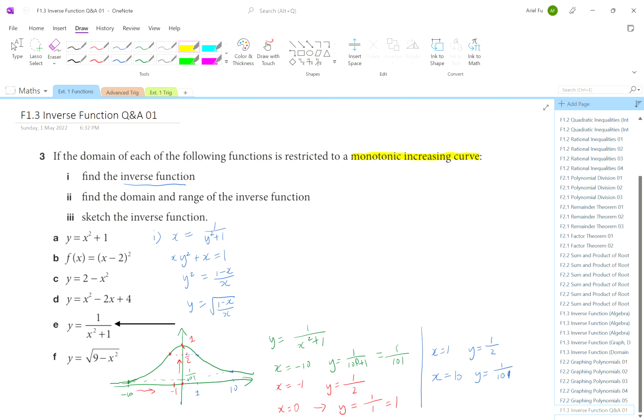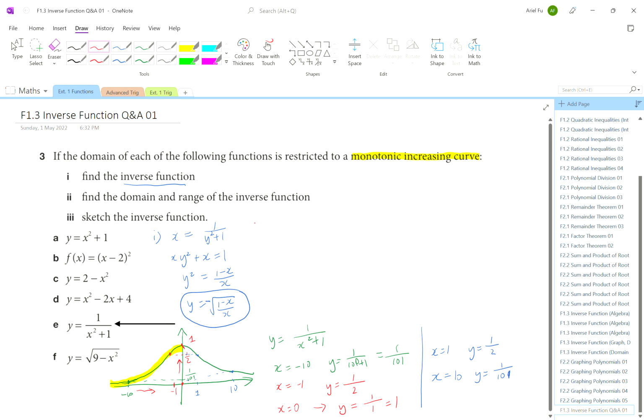So which part of this function do I actually want? Well, I want it when the function is monotonically increasing. In other words, I want this part of the graph. That's the negative side of x. So in other words, I want the negative side of the square root. The inverse function is this.